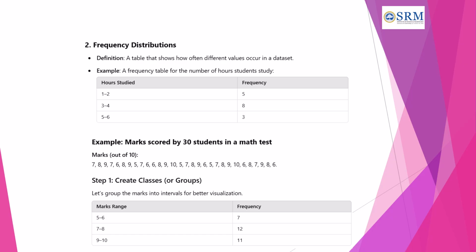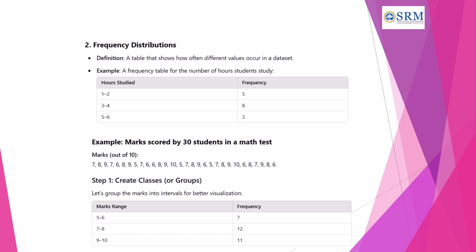For example, if we look at how many hours students study, we might group the hours into ranges like 1 to 2, 3 to 4 and 5 to 6. Then we count how many students fall into each group. If 5 students studied for 1 to 2 hours, 8 students for 3 to 4 hours and 3 studied for 5 to 6 hours, we can clearly see where most of the students fall. This helps us understand the overall pattern or trend in the data.